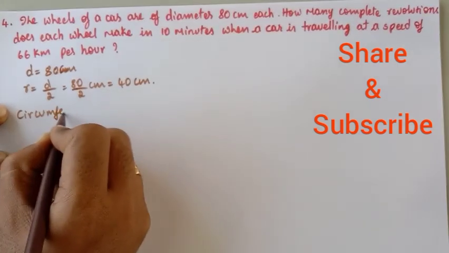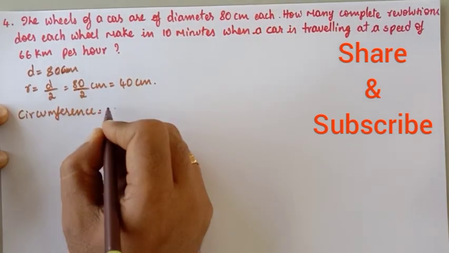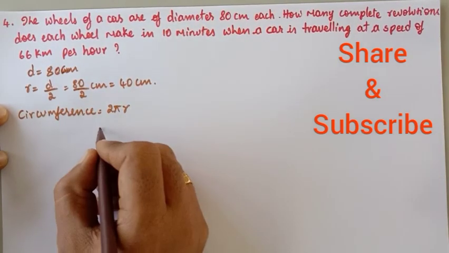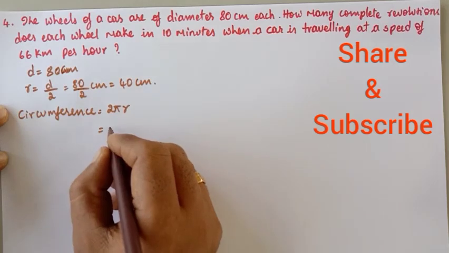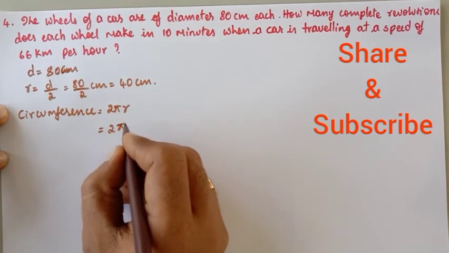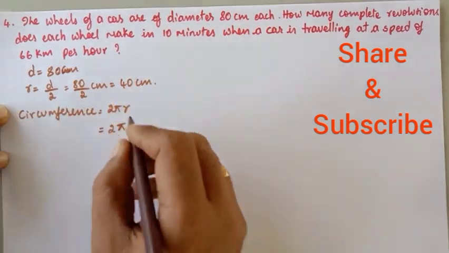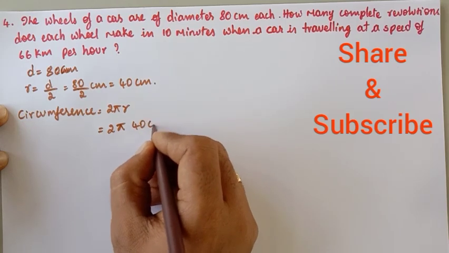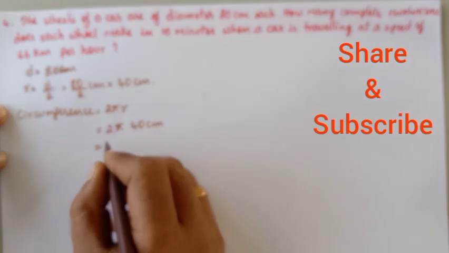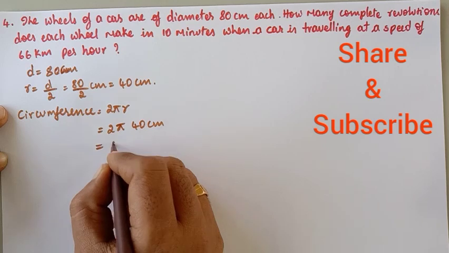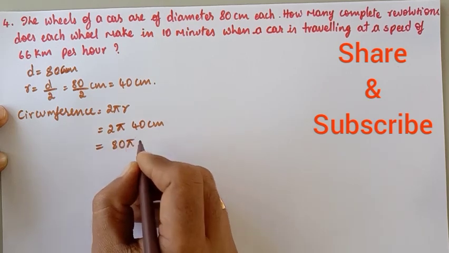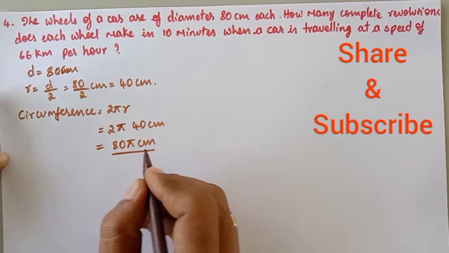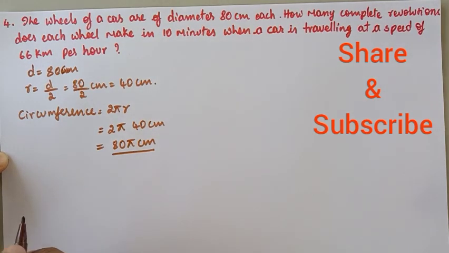Circumference is equal to 2 pi r. So what happens here? Here 2 is 2, pi is pi. What is radius? Radius is equal to 40 centimeter. So this is equal to 80 pi centimeter, which is the circumference of the wheel.